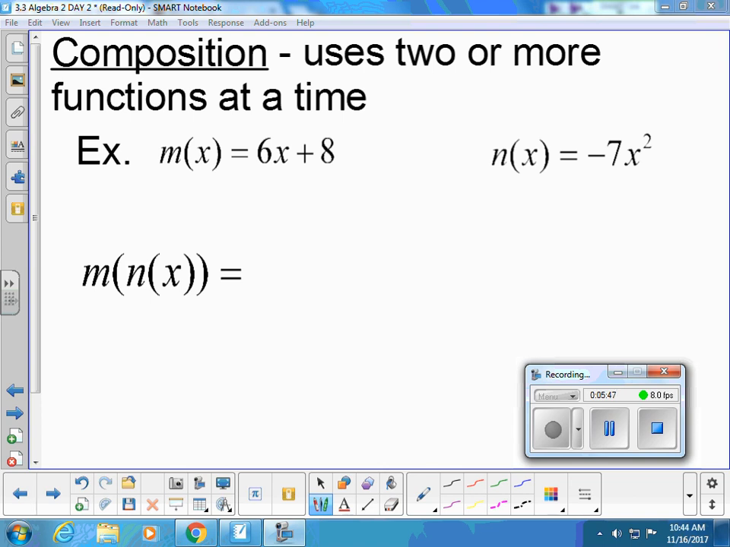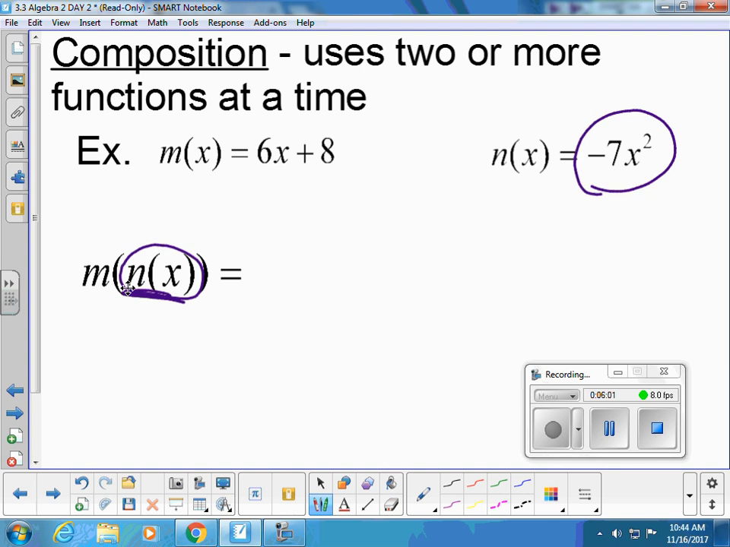So just like on the last slide, we're going to start with the most inside set of parentheses, and that would basically be n of x. So we're going to take n of x, I like to circle it, and we're going to be placing the whole entire function n of x inside function m in place of x. So this is going to be crazy. I'm going to use a visual, so everybody watch my hand.